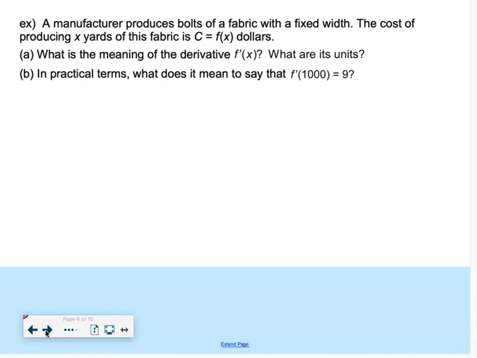All right, so the problem says a manufacturer produces bolts of fabric with a fixed width. The cost of producing x yards of this fabric is C equals f of x dollars. So our function is, I'm not going to tell you. I'm going to wait for you to write, and then I'm going to ask you. So let's just look at Part A. What is the meaning of the derivative f prime of x, and what are its units?